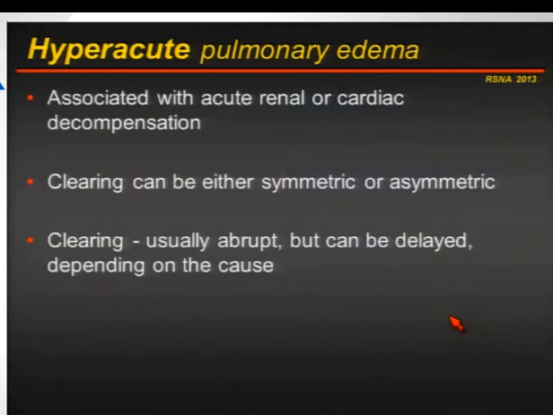Hyperacute pulmonary edema is associated with acute renal or cardiac decompensation, and clearing can be either symmetric or asymmetric, sometimes giving the chest radiograph or chest CT a very weird appearance. The clearing is usually also abrupt when the cause of the acute pulmonary edema ceases or is eliminated, but it also can be delayed depending on the cause.